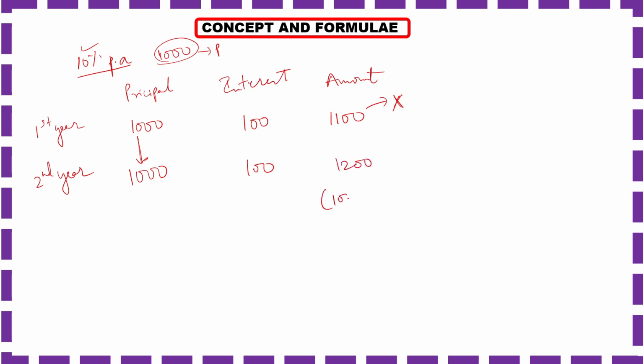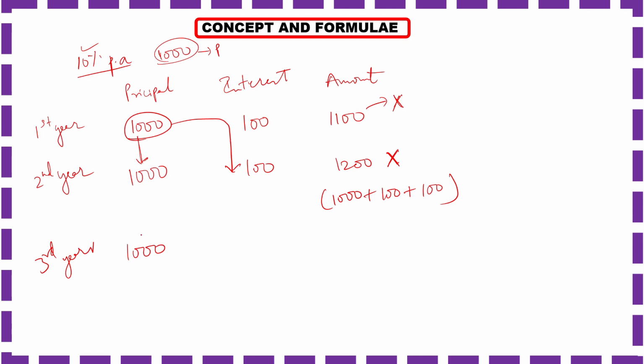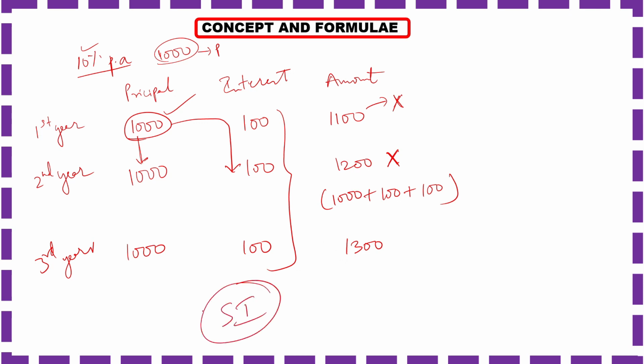Why this 1,200? 1,000 is the principal, 100 is the interest for the first year, and 100 is the interest for the second year, right? So this 1,000, 100 and 100. Now let us assume that you are not going to pay at the end of the second year, you want to pay at the end of the third year. Now the principal is the same, and the interest is 100 because 10% of 1,000 is 100. Now the amount by the end of the third year is 1,300. Why this 1,300? The principal 1,000 and the interest of the 3 years, which is 100, 100 and 100, that is 300, so 1,300, right? This is simple interest.